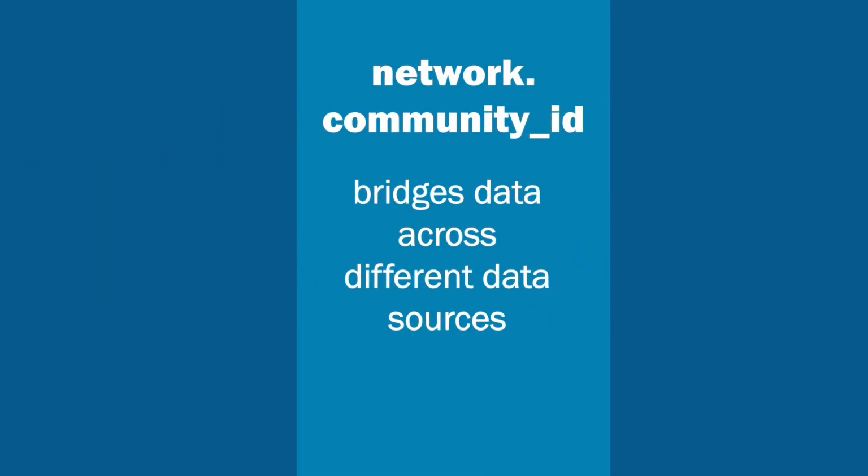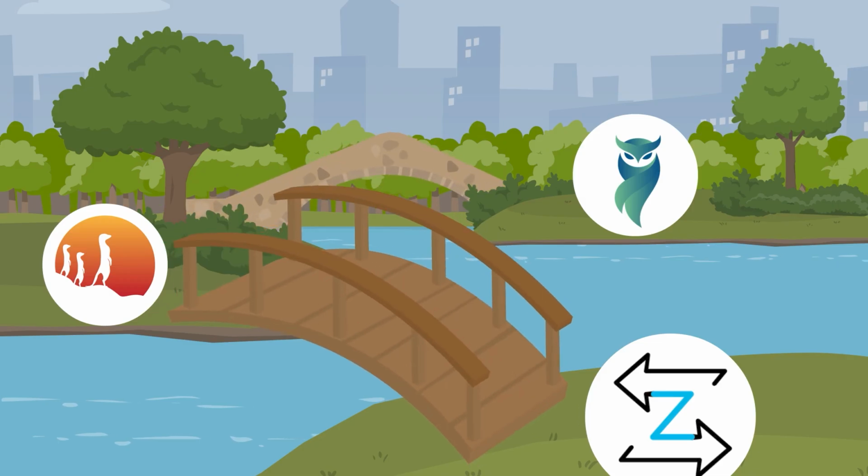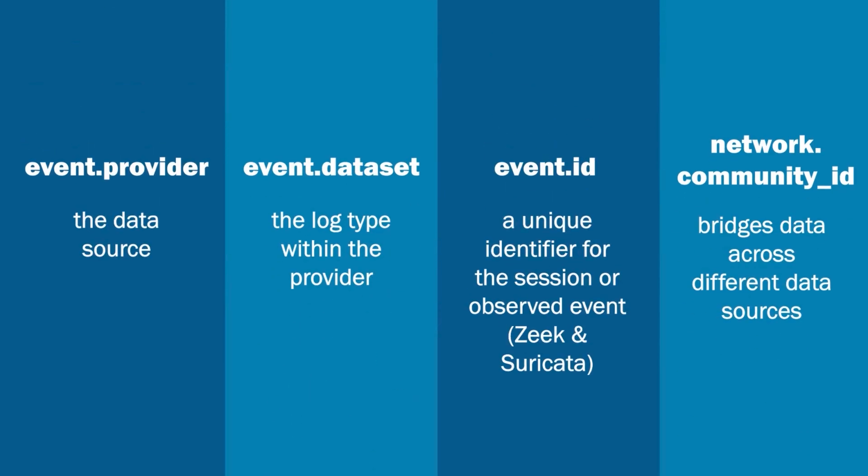Last, network.community_id is the field that bridges data across different data sources. It ties Zeek, Arkime, and Suricata together using a widely implemented flow hashing standard, ensuring reproducibility across various tools, both within and outside the Malcolm ecosystem. Throughout this video tutorial, these fields will act as a foundation for pivoting between data sources.